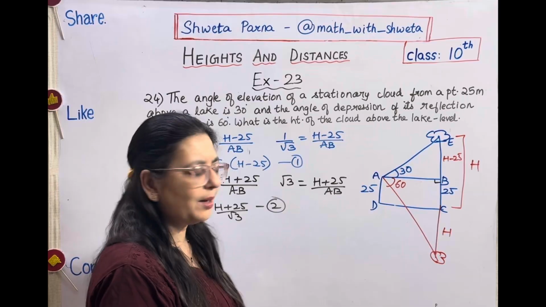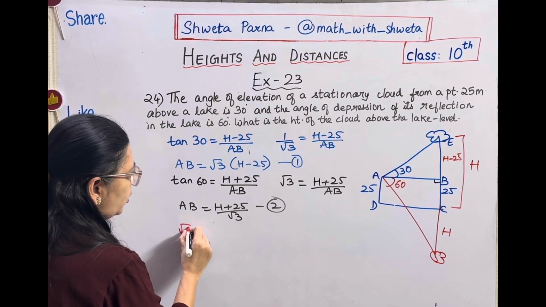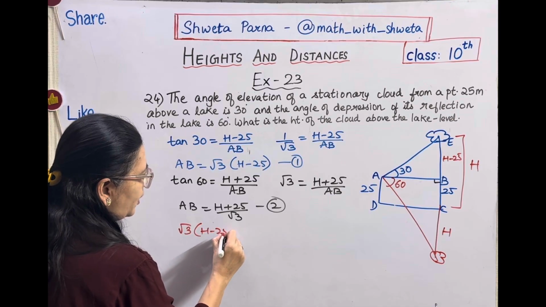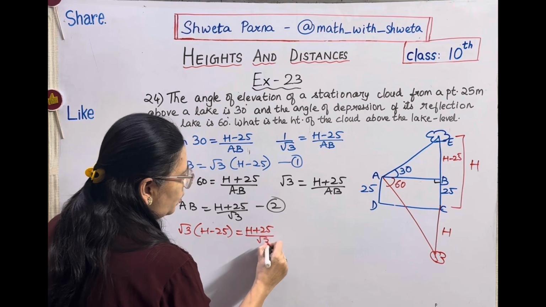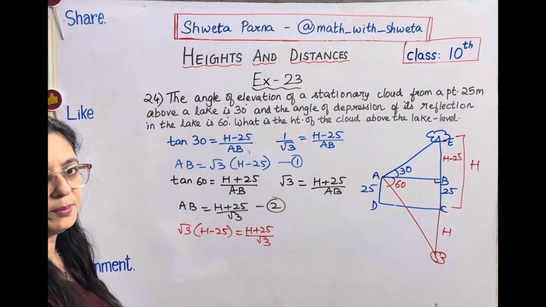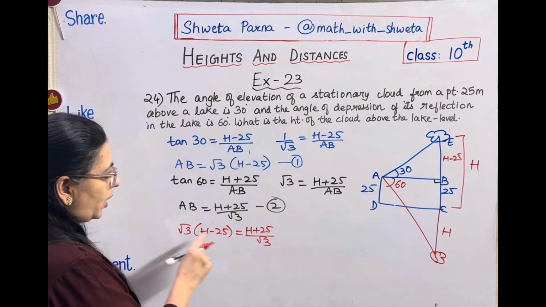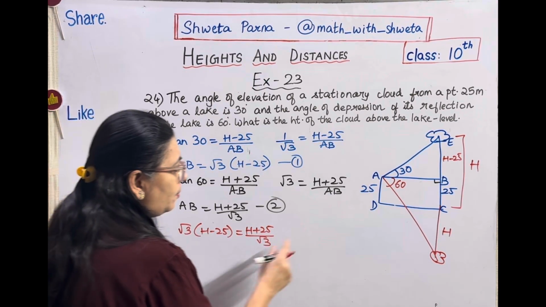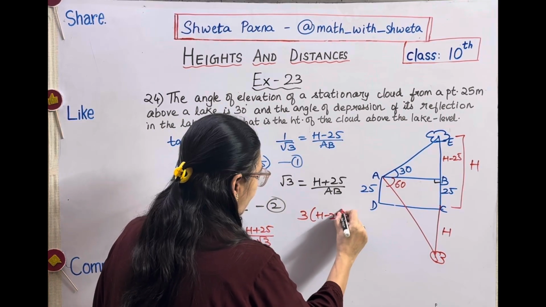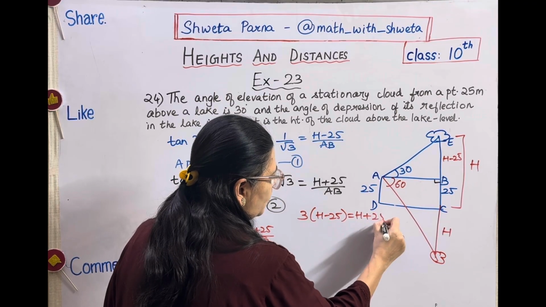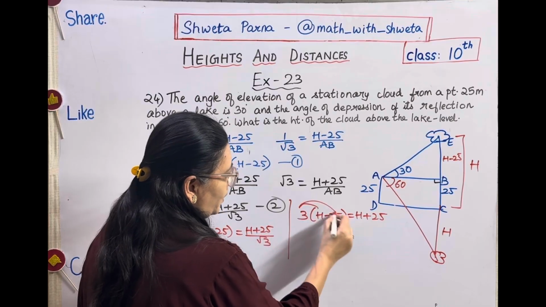Now tell me, this base is same for both the tan. So the value should be same. So that means these two both should be same. So we can write it as root 3 into h minus 25 is equal to h plus 25 upon root 3. Correct? Since both the ABs are same. Now this root 3, take it to the other side. Okay. So root 3 into root 3 will become 3 into h minus 25 is equal to h plus 25. Clear? Now open the bracket.